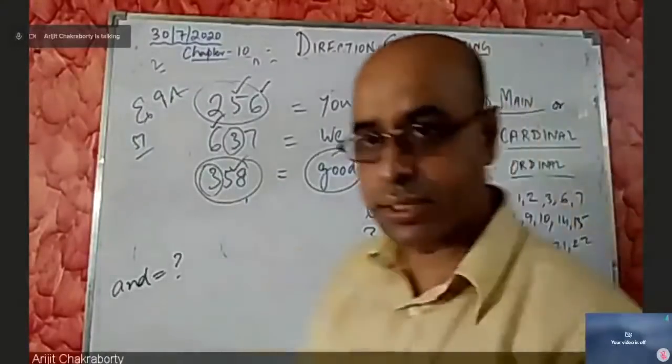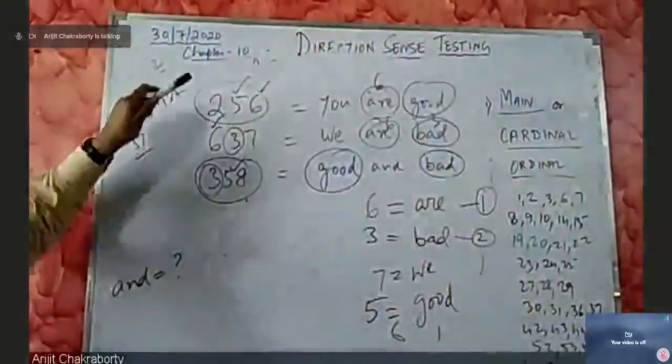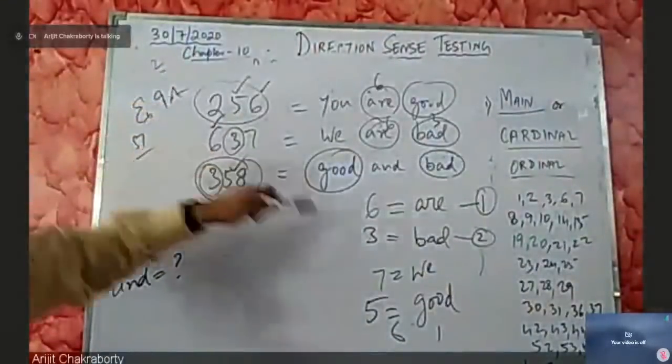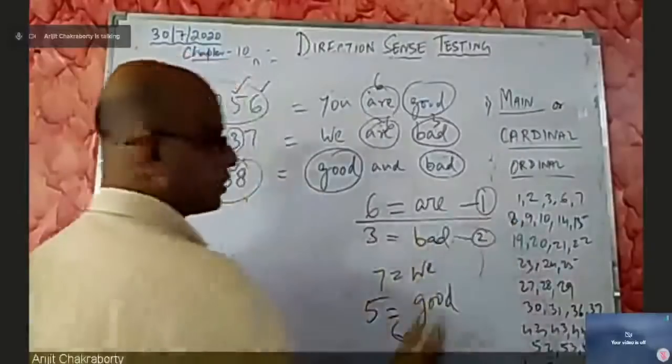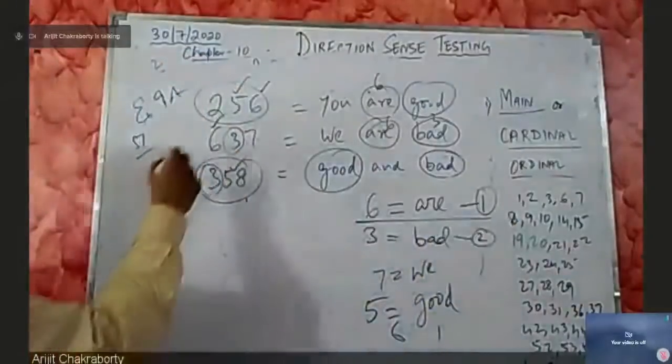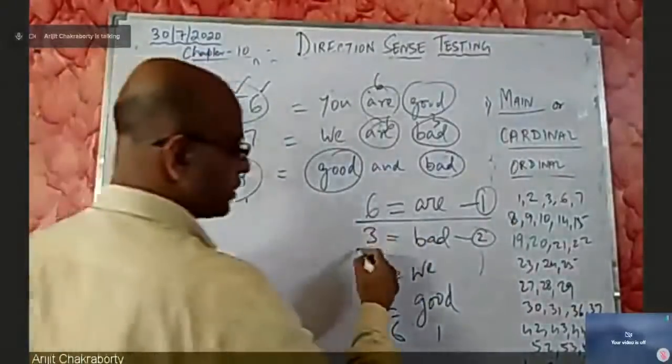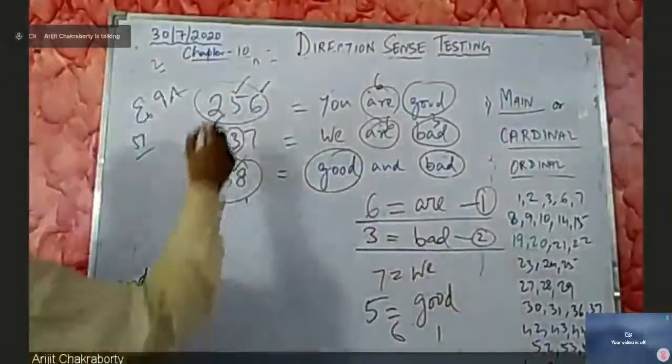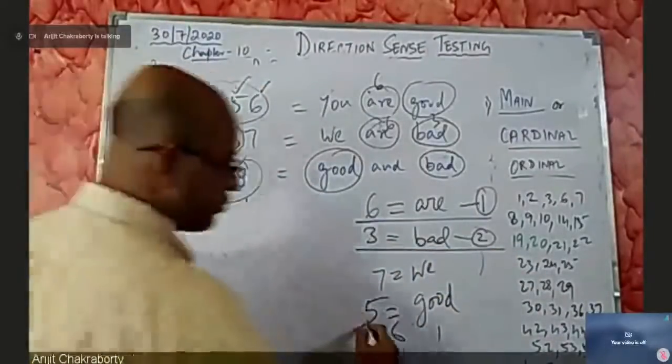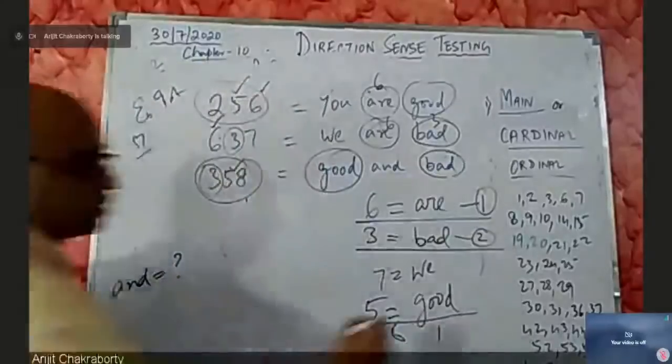So now please see once again. We compared 1 and 2. We got the first equation: "are" means 6. We compared 2 and 3. We got the second equation: 3 equal to bad. We compared 1 and 3. We are getting 5 means good. Number 3.